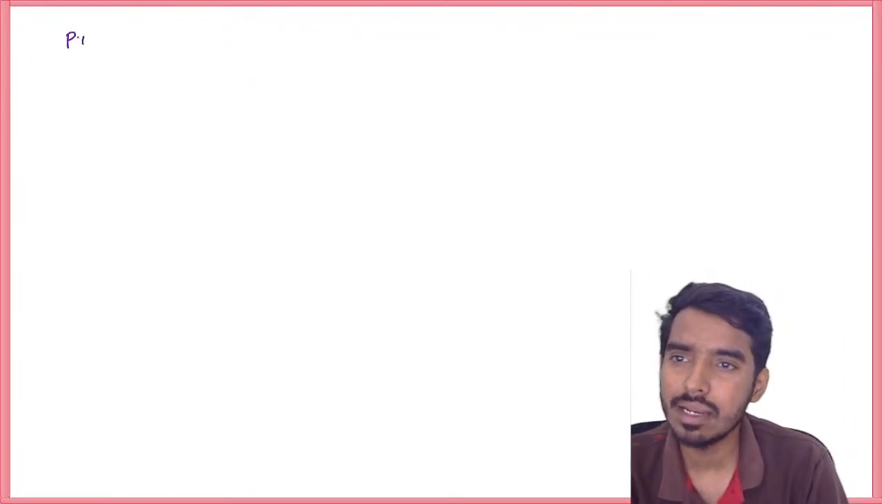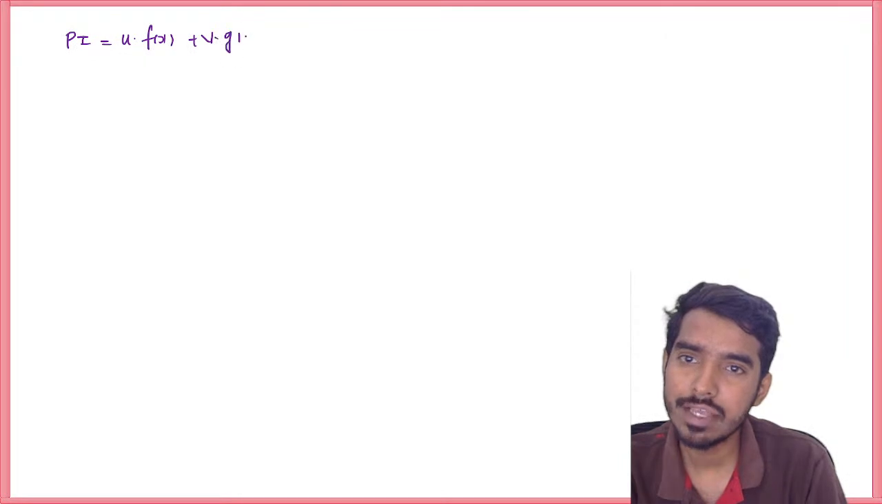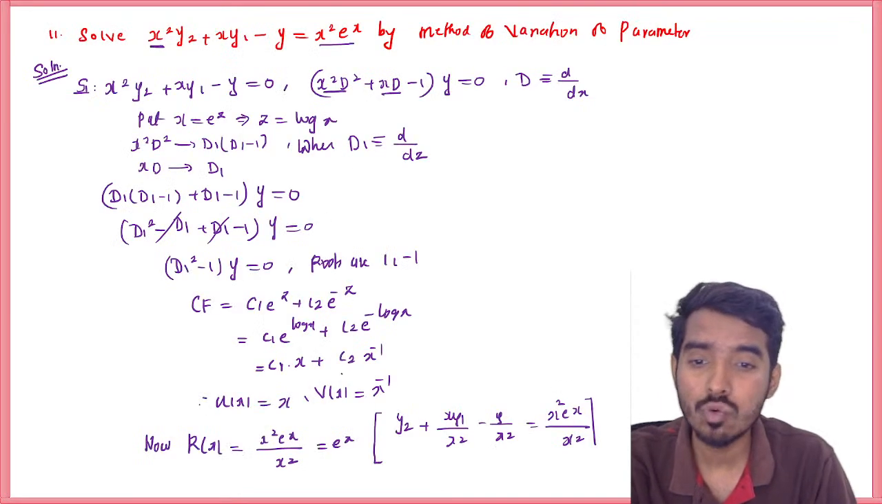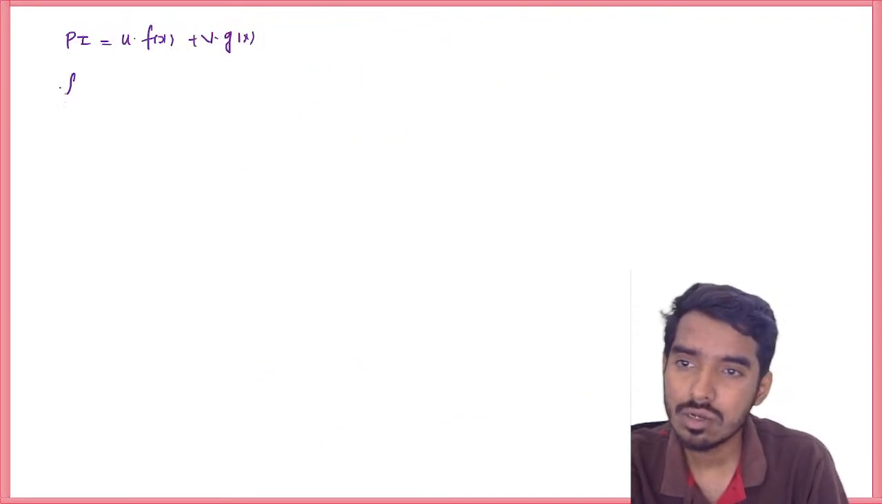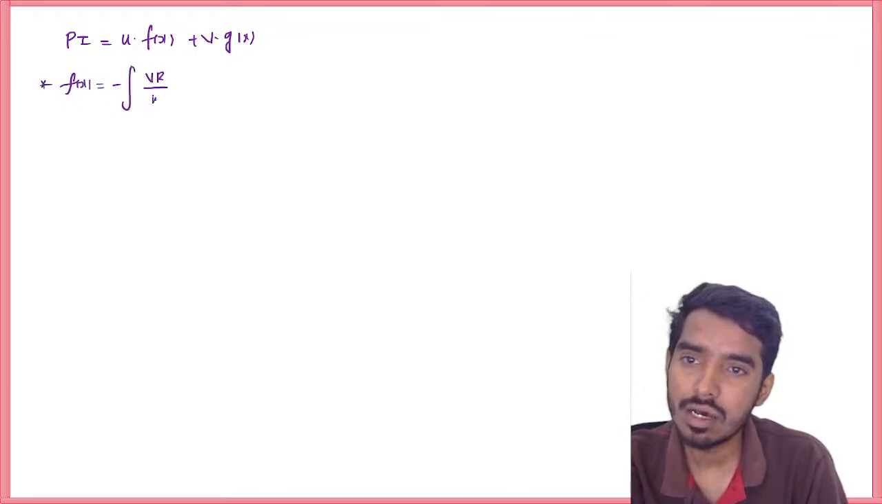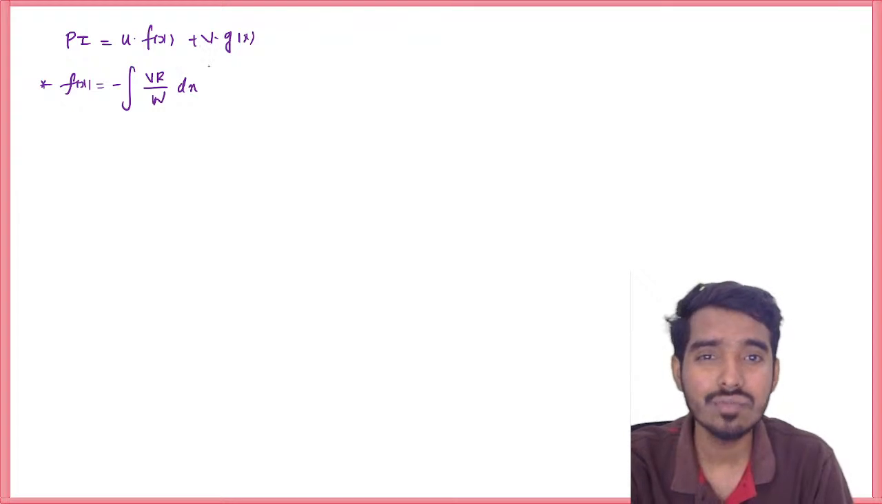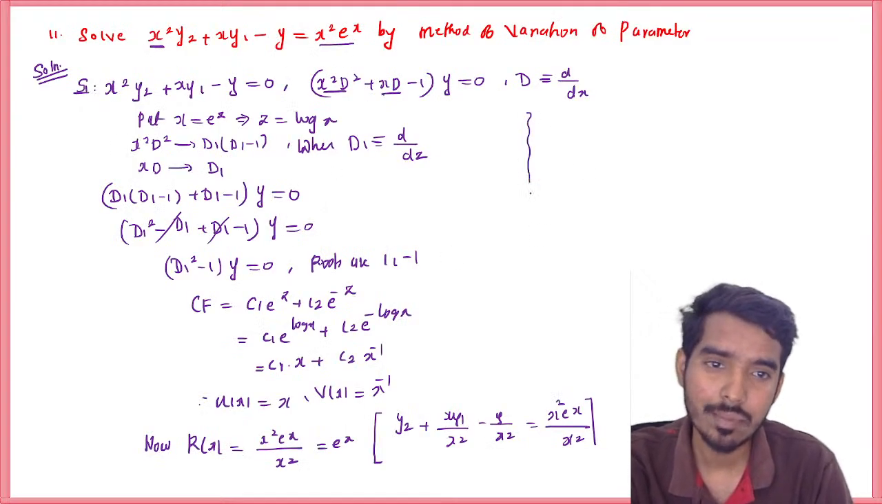Right? So what is your particular integral? u into f of x plus v into g of x. We already know u and v. So u is x, v is x power minus 1. What is f of x? f of x is minus integration of v r by w dx. So first you find the Wronskian, right? We will find w. What is w? Wronskian of u and v.